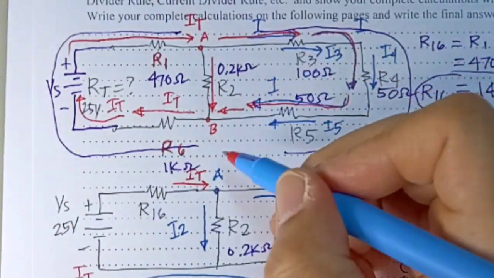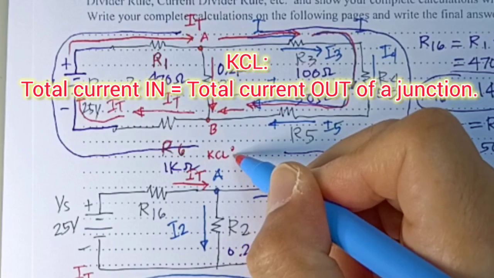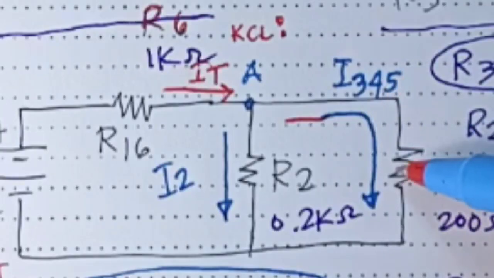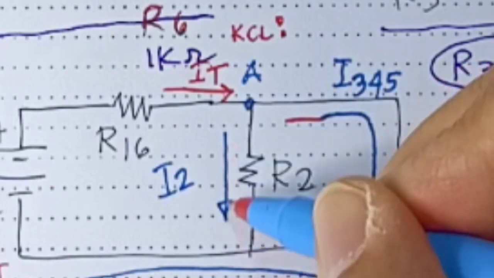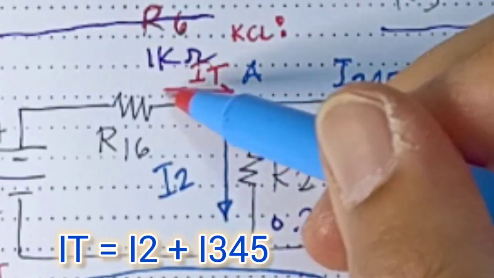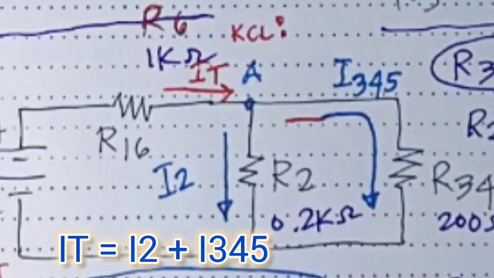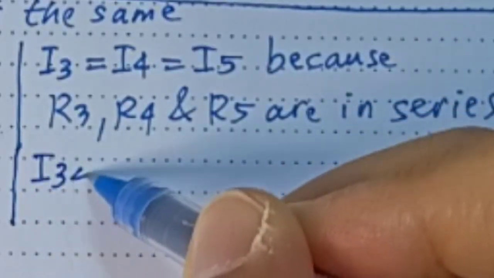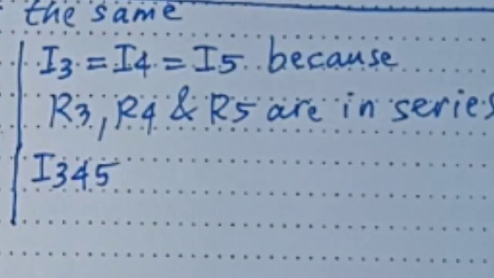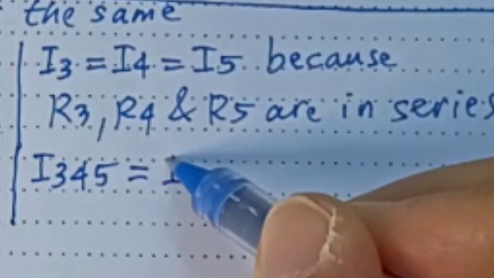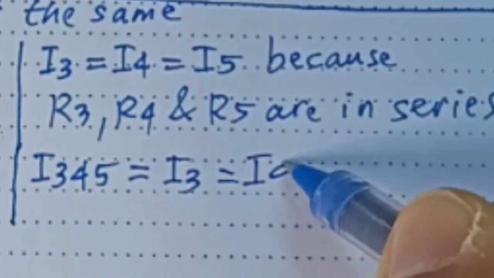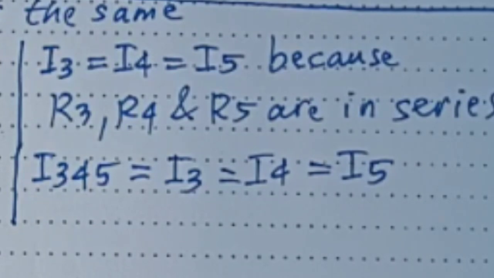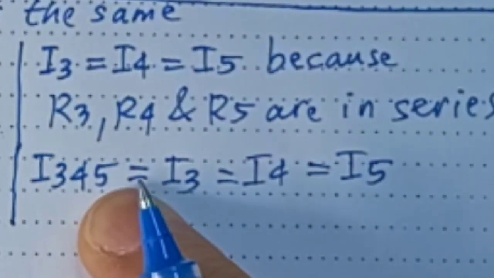So by Kirchhoff's current law, the current I345 plus I2 going out will be equal to the going in current, which is I total. The I345 going here will be equal to I3, equal to I4, and equal to I5. That's what will happen. But we have to find the I345.